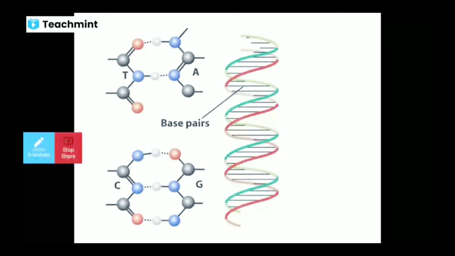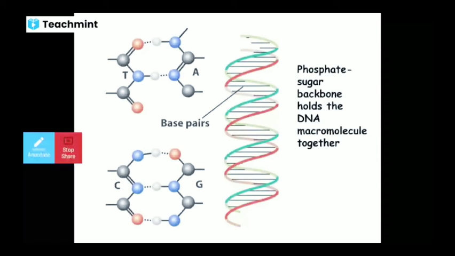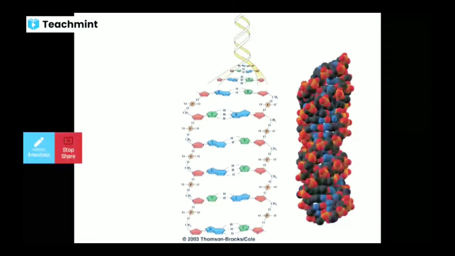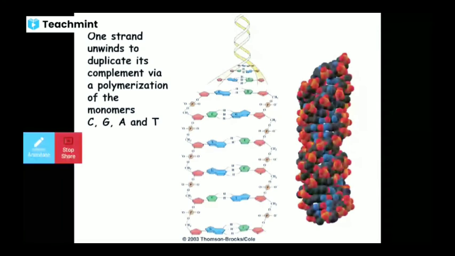Thymine, adenine, cytosine, guanine. The phosphate sugar is a backbone that holds the DNA macromolecule together. These are the structures of adenine, guanine, cytosine. These are the strands of the DNA. One strand unwinds and duplicates, and the complement forms by polymerization of monomers as C, G, A, T. C means cytosine, then guanine, adenine, thymine.